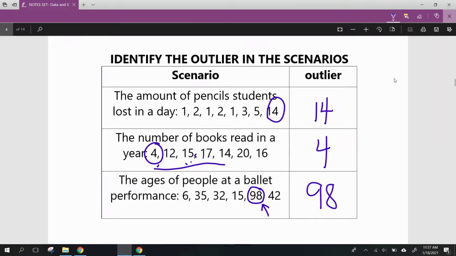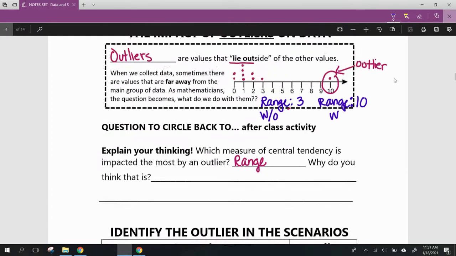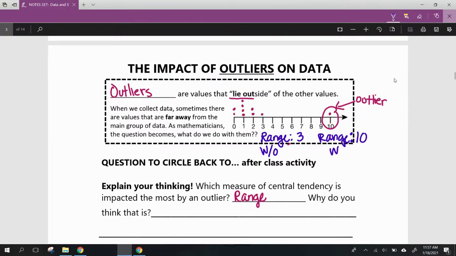Outliers are data that lies outside of the rest of our data, where most of it is grouped together. An outlier can be a much larger number or it can be a much smaller number. And the measure of central tendency that is usually most impacted by the outlier is going to be range, because range is all about the highest minus the lowest, and our outlier is going to significantly change that highest or lowest number.